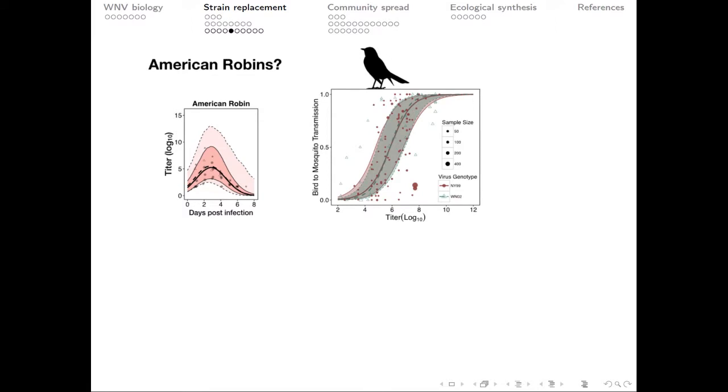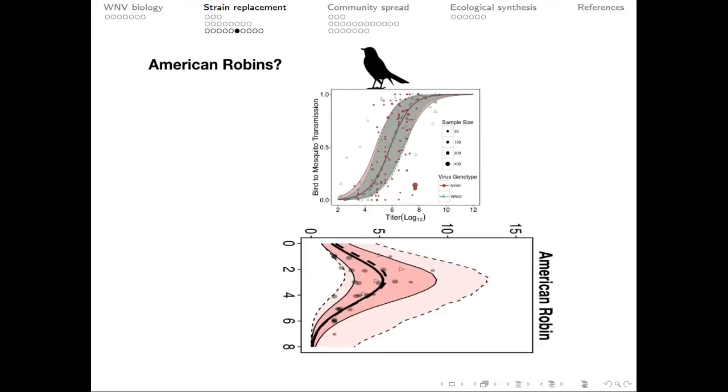Finally, to continue in the skeptical vein for one more minute, there's this conclusion that American robins are an important species in spreading the disease. This is the transmission curve, so this is the probability of in-mosquito infection at a given titer. This is the titer curve for American robins. I'm going to take this and rotate it so that I can look at these axes alongside each other. It's totally different scale, very distorted, but this is the same scale as on this axis.